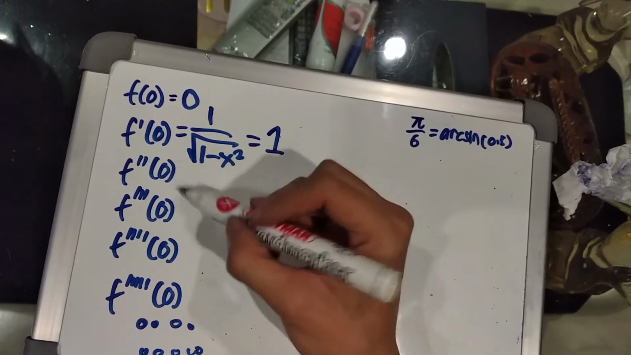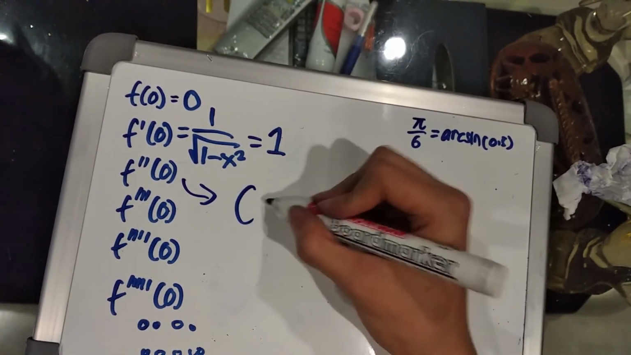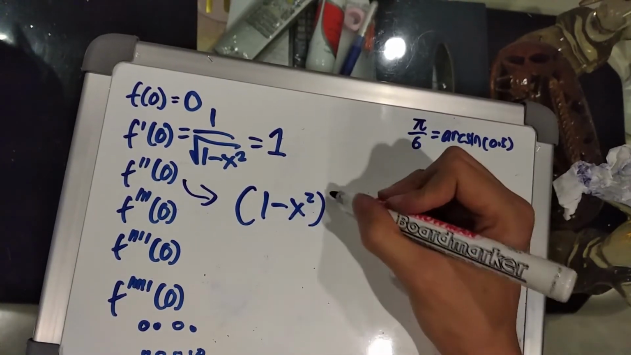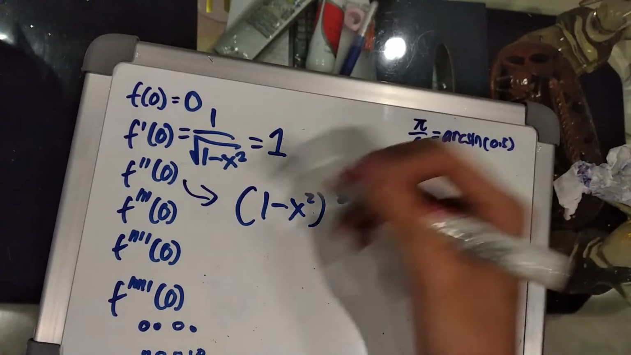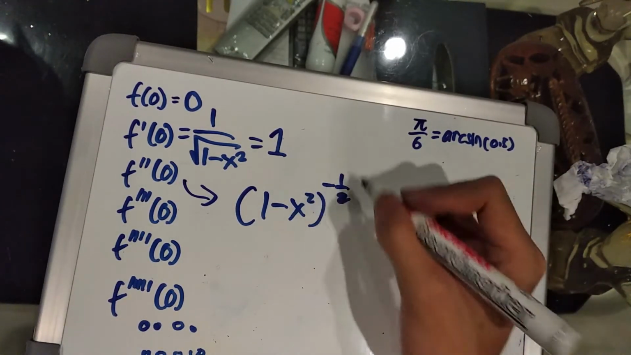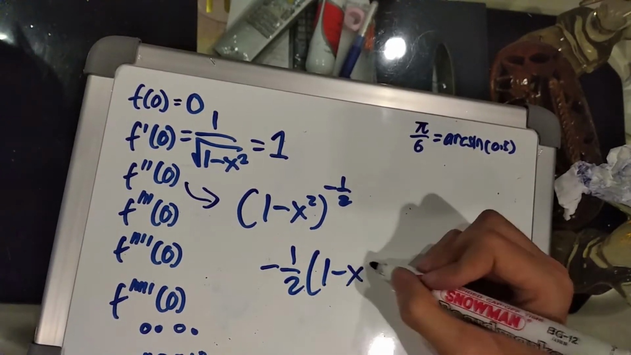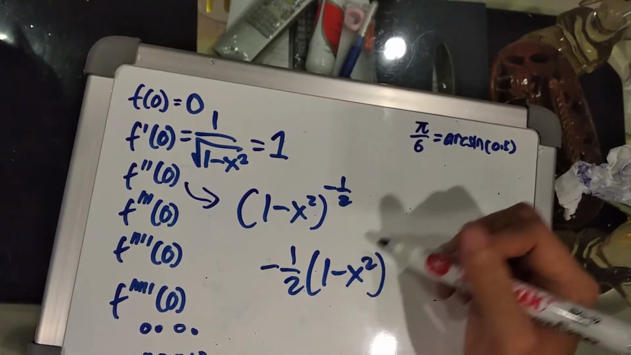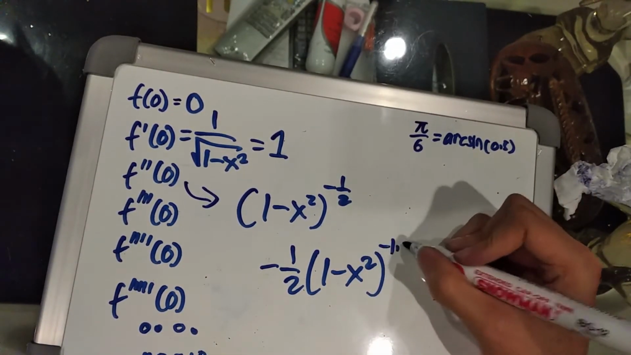To calculate the second derivative, we can rewrite this as 1 minus x squared to the power of negative 1/2. And to calculate the derivative of that, you just have to follow the normal derivative rules. You put negative 1/2 onto the front, you get 1 minus x squared, and this one will be subtracted by 1, meaning negative 1.5.